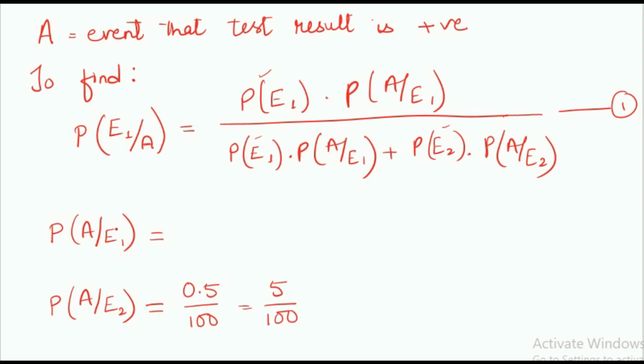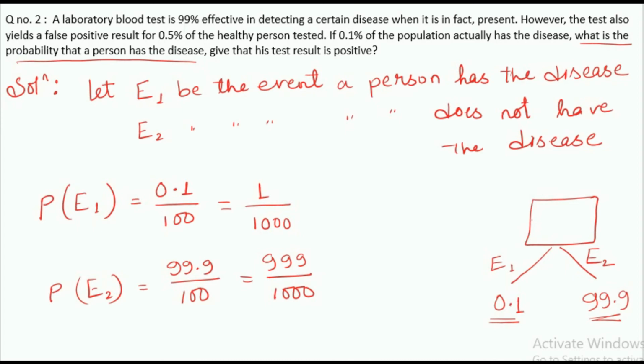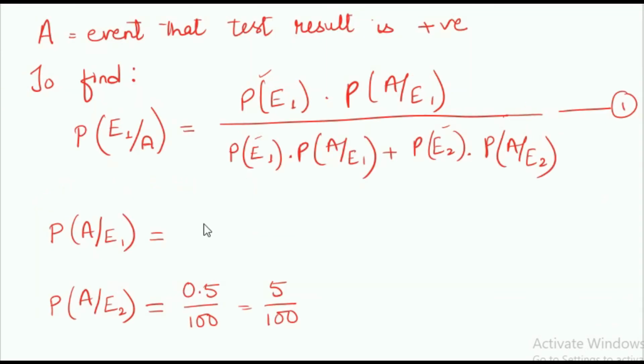And what is the probability that a sick person is selected and his test is positive? It is 99%. You can see here, 99% effective in detecting the certain disease. 99% of the time it will detect the disease. So what is the probability the test is positive for a sick person? It is 99 by 100.